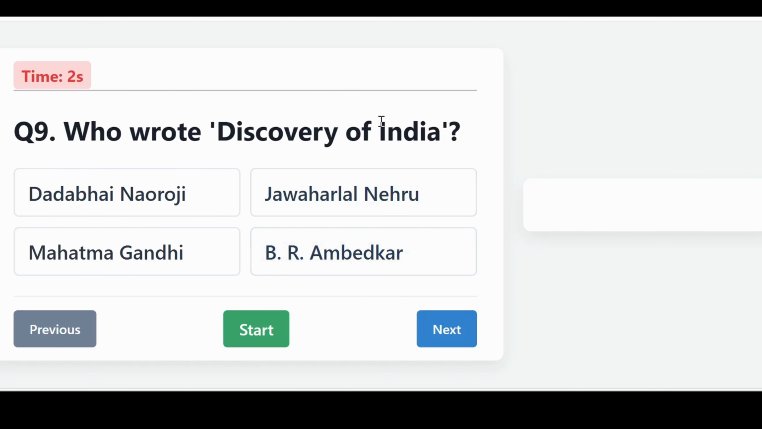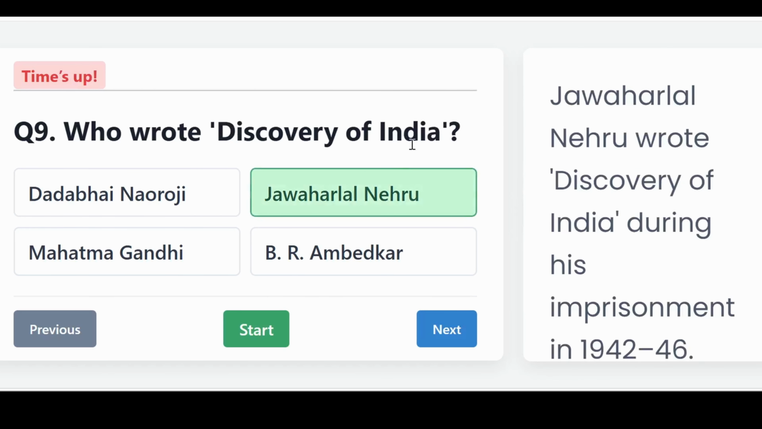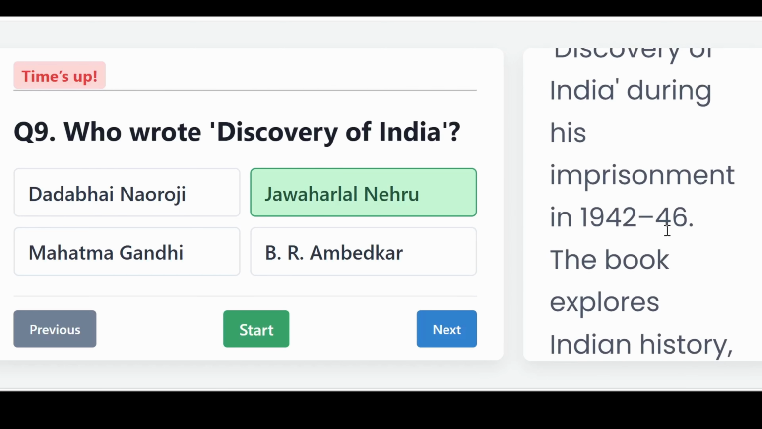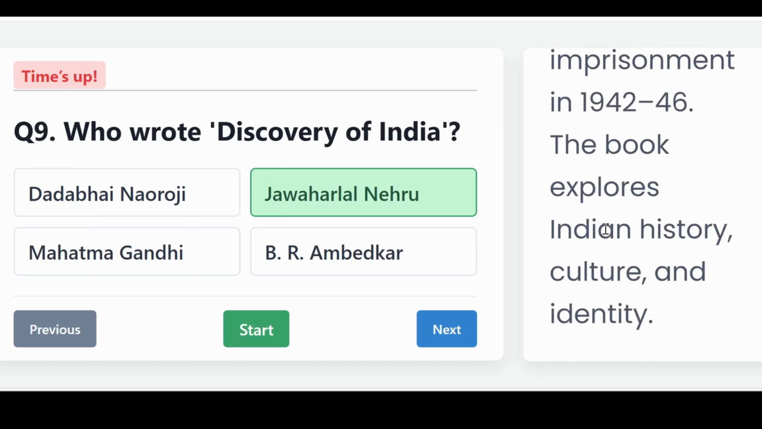Who wrote Discovery of India? Is it Dadabhai Naoroji, Jawaharlal Nehru, Mahatma Gandhi, or B.R. Ambedkar? The correct answer, Jawaharlal Nehru. Jawaharlal Nehru wrote Discovery of India during his imprisonment in 1942-46. The book explores India's history, culture, and identity.